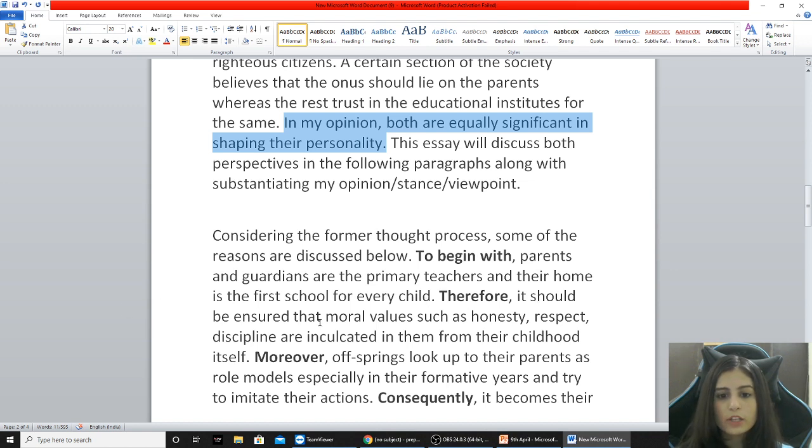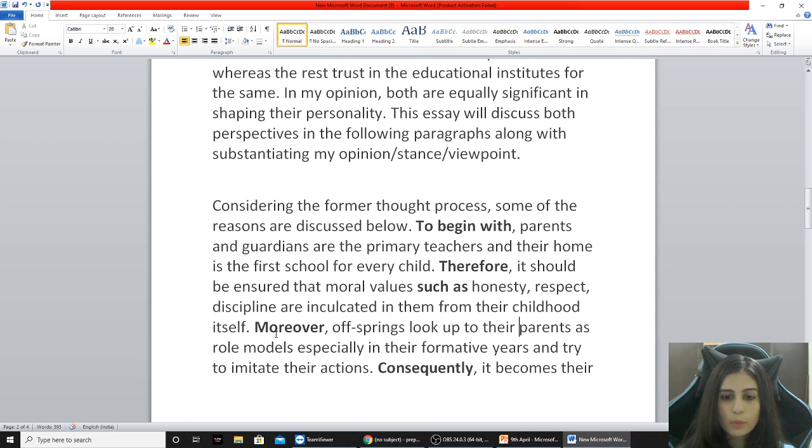Therefore, it should be ensured that moral values such as honesty, respect. So here, I've used such as. If you use like, it would be incorrect. यहाँ पे like नहीं use करना है. You have to use the word such as, or you can use the word namely. Okay. So this would become another connector that we discussed today itself. So therefore, it should be ensured that moral values such as honesty, respect, discipline are inculcated in them from their childhood itself.